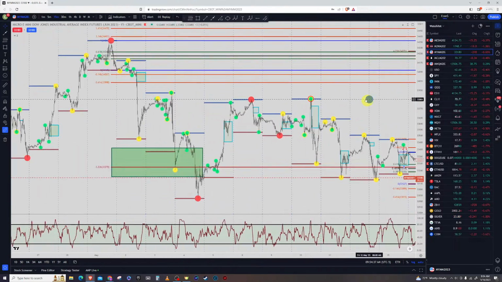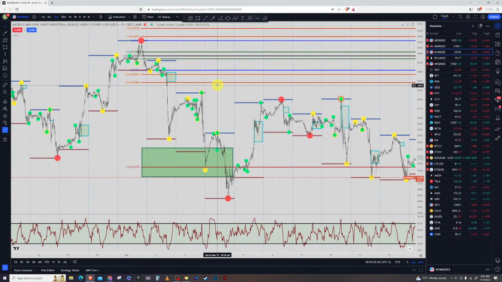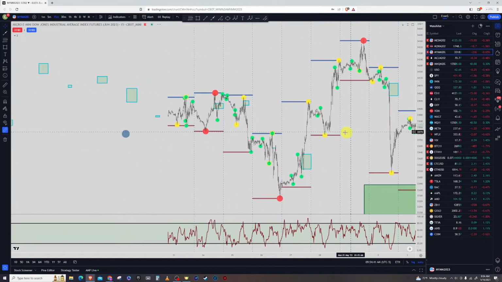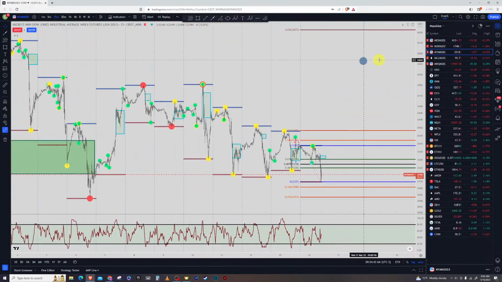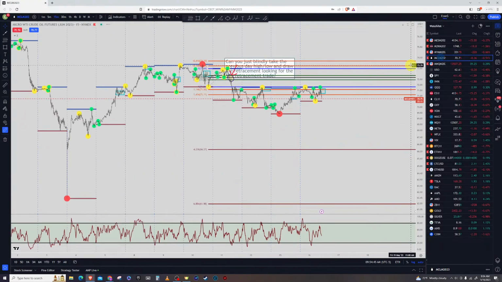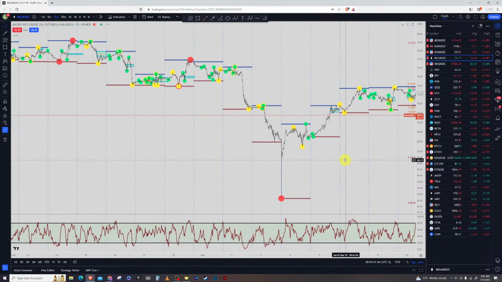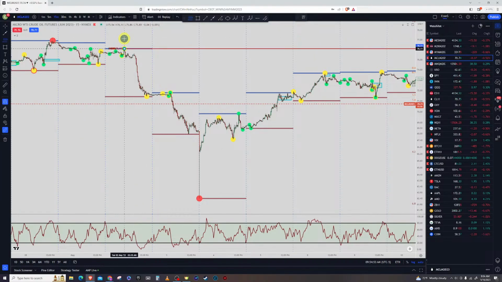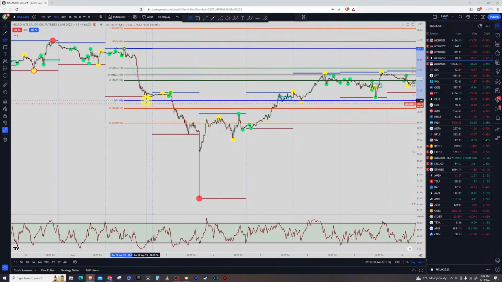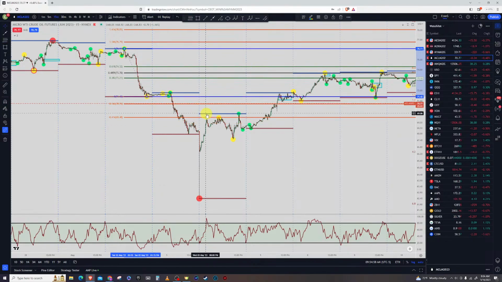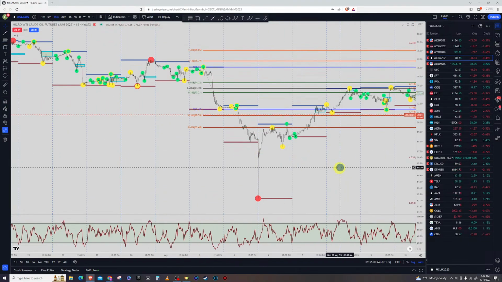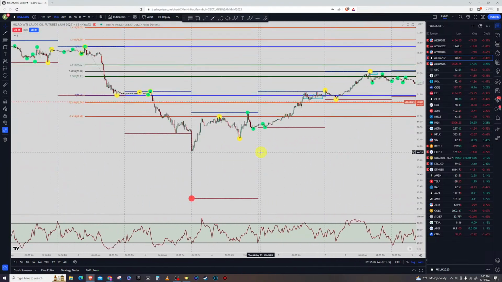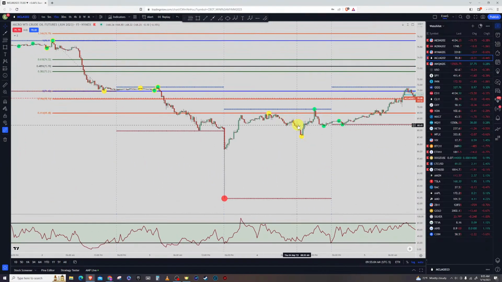Has price even come back up here yet? Price even come back up here yet, so can't use that one. Let's see here. See if this works. So that one didn't work a whole lot. It did provide some resistance. So the thing is, how much do you take?